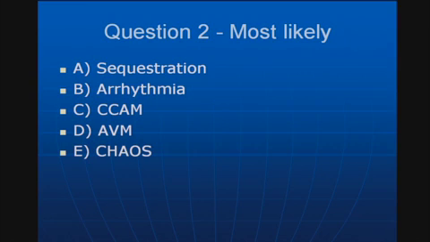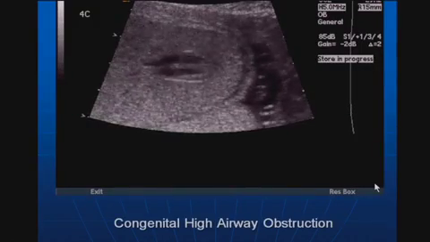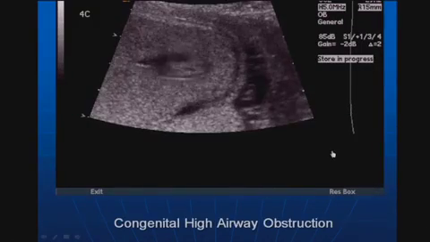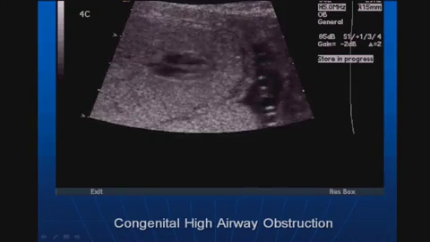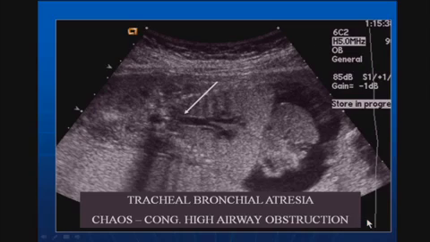So what is the abnormality? Is it sequestration, CPAM, CCAM, chaos? Exactly what is happening here? And in this situation, there's congenital high airway obstruction, so we look at the heart. All this was lung that was overexpanded in this case. And if you look here, you can see the overexpansion of the lung. By this time, there was ascites. This is high airway obstruction or tracheal bronchial atresia, so the trachea and the bronchus are dilated and fluid-filled.